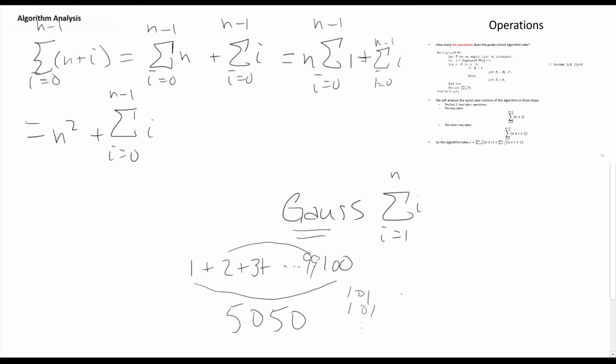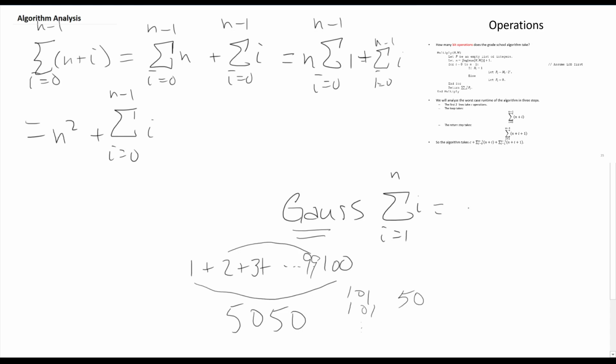And how many pairs would we have? Well, again, there were 100 numbers, so there would be 50 pairs. And it's easy for us to see that 50 times 101 is 5,050, the number that he indeed calculated. So actually, we can use that same logic that Gauss had to determine what this sum is going to be equal to as well.